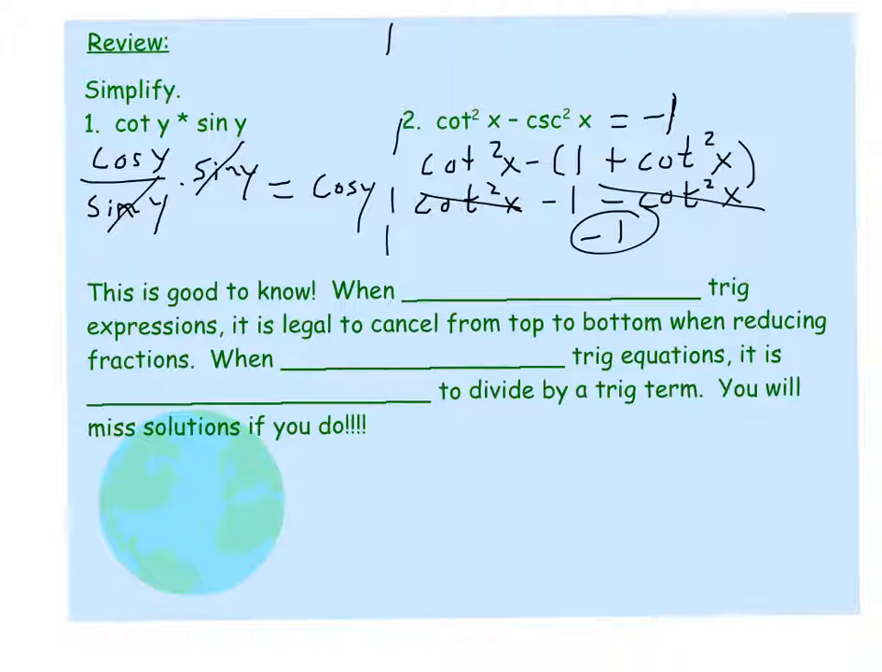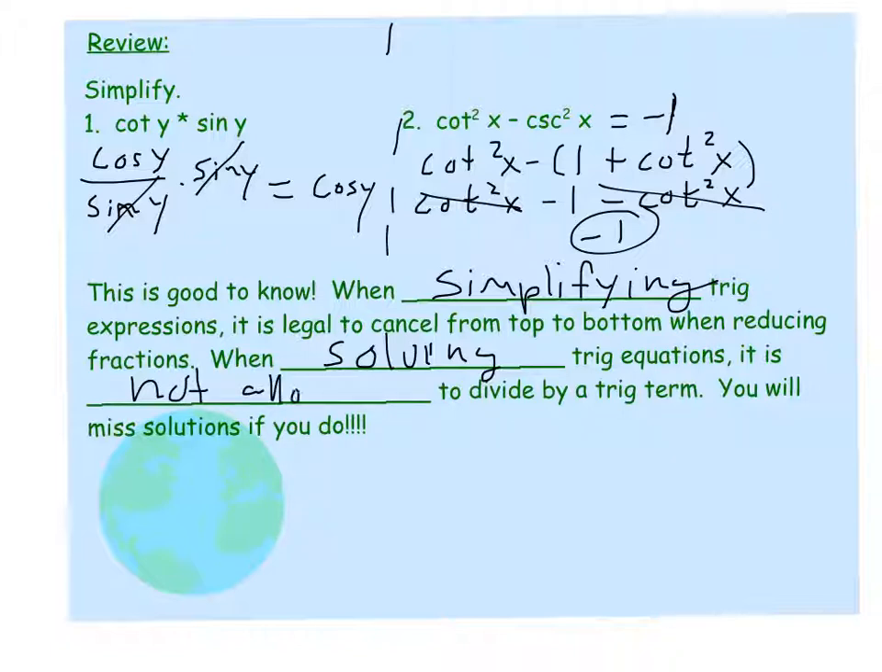All right? Before we get to 2 more examples with solving, one thing that's good to know. When simplifying trig expressions, and this is primarily what we did in 8.4, it's legal, meaning you can do it. It's a valid step to cancel from the top to bottom when reducing fractions. It's kind of like dividing, okay? You can divide by a trig function. When solving trig equations, it is not allowed.